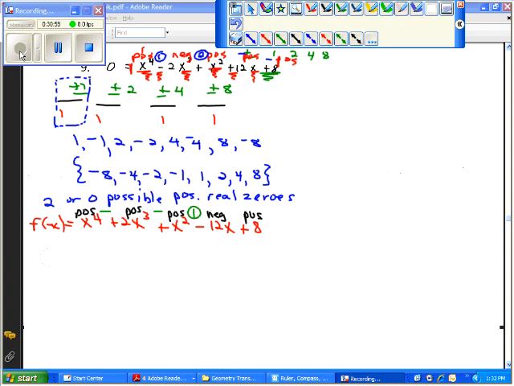No sign change, no sign change, one sign change, back to positive, two sign changes. That means that there are two, or two less than that, zero possible negative real rational zeros.